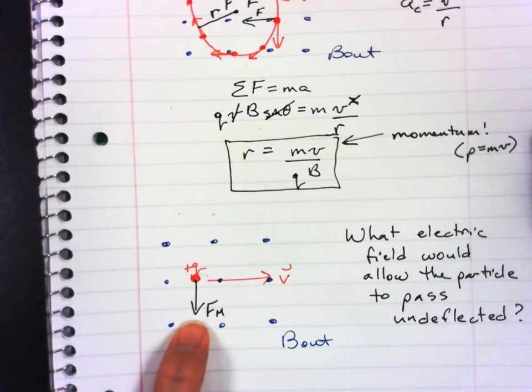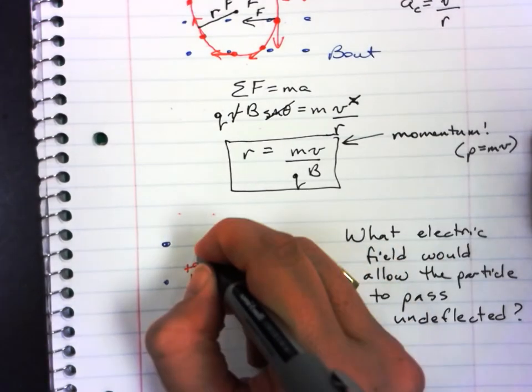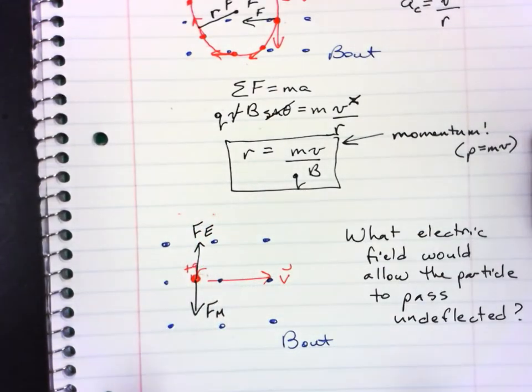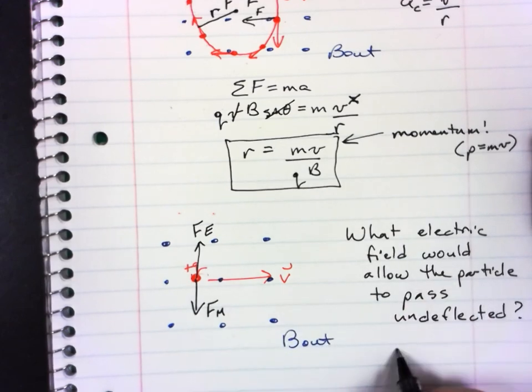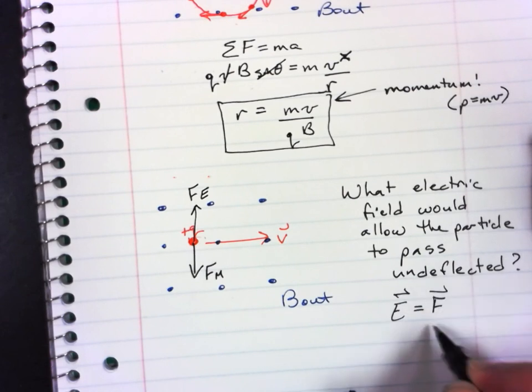So I need to cancel out this magnetic force. That means I need an electric force, because I'm going to do it with an electric field, in the opposite direction. And I need it to be the same magnitude. So the thing I want you to remember about electric force is that it relates to electric field from the definition of the electric field. E equals F over q naught.